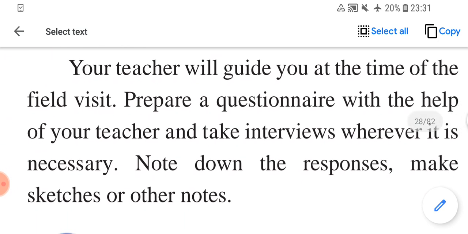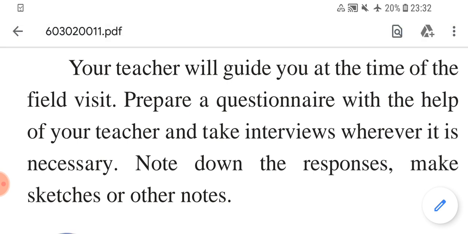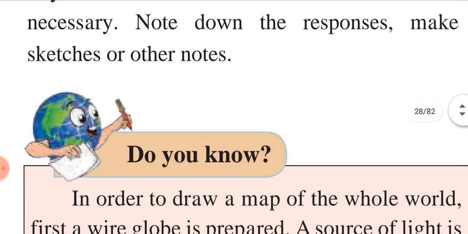Prepare a questionnaire with the help of your teacher and take interviews wherever it is necessary. Note down the responses. Make sketches or other notes. Now whenever you have some question, you prepare this question and with the help of your teacher, you can take some interviews wherever it is necessary. You note down all the things that you have seen or draw the sketches or write down the notes.